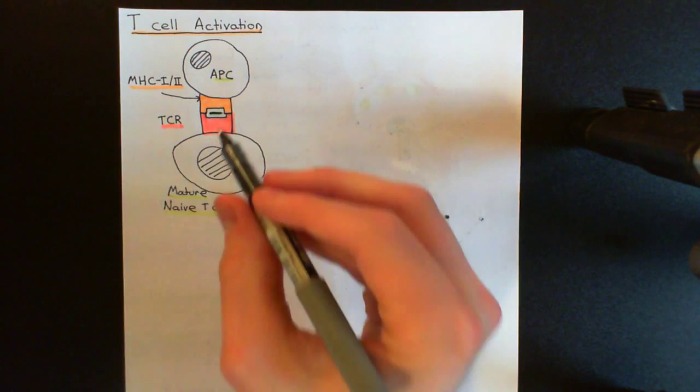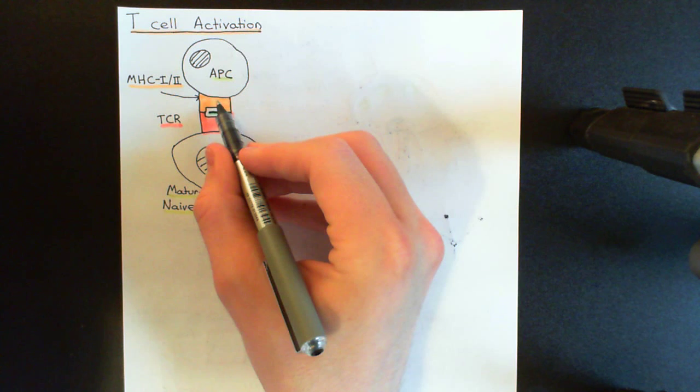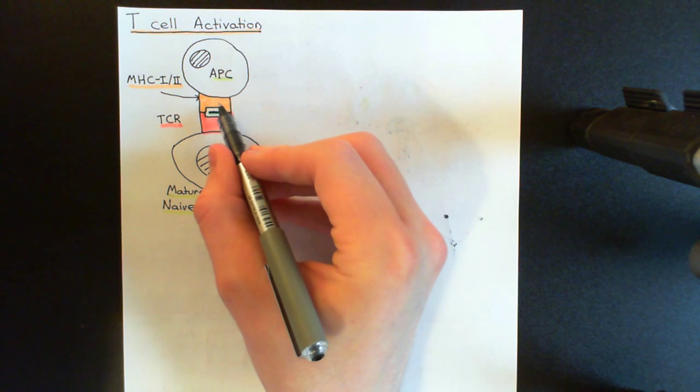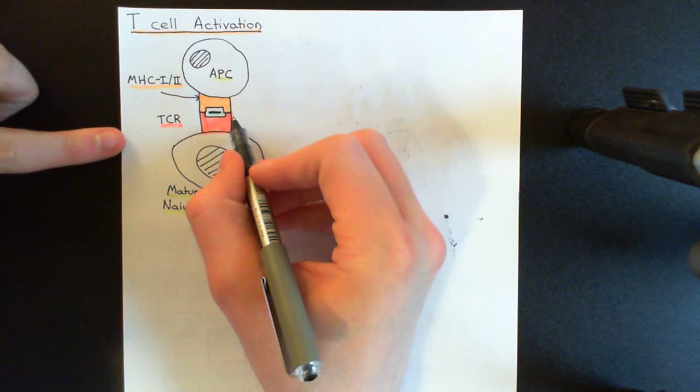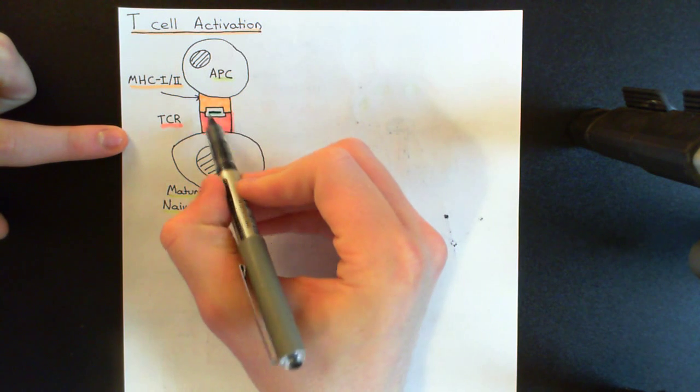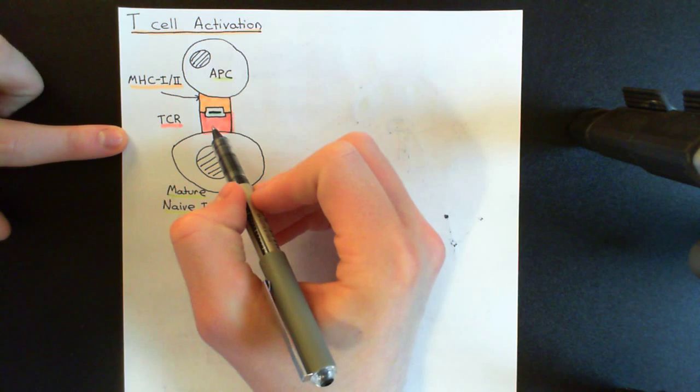Now remember, if you have a T-cell clone that has a T-cell receptor which combines to an MHC class 1 protein complex, then the co-receptor for that will be CD8, whereas if you have a T-cell receptor that combines to MHC class 2, then the co-receptor for that will be CD4.